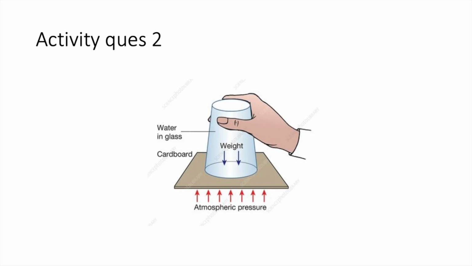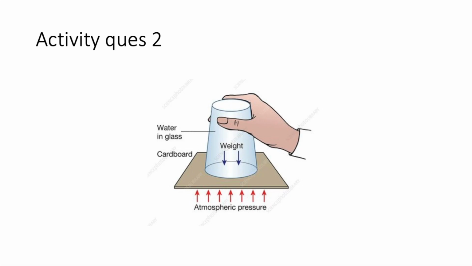What do you observe? Does the card fall off under gravity? Does the water in the glass spill out? No, nothing of the sort happens. Instead, on the contrary, the card keeps sticking to the glass even without the support of hand, preventing water in the glass from coming out. Why does this happen?